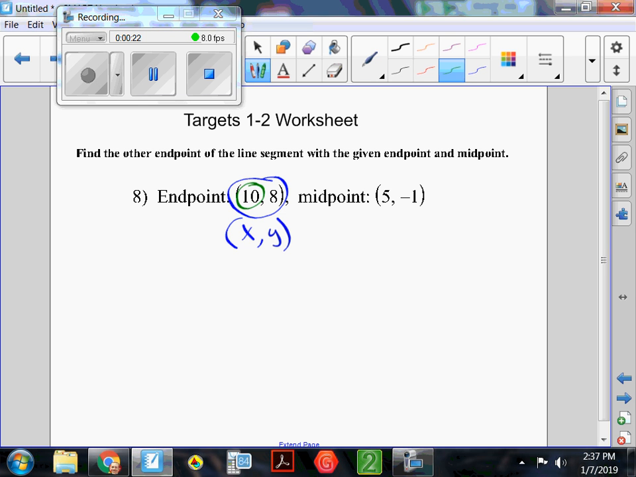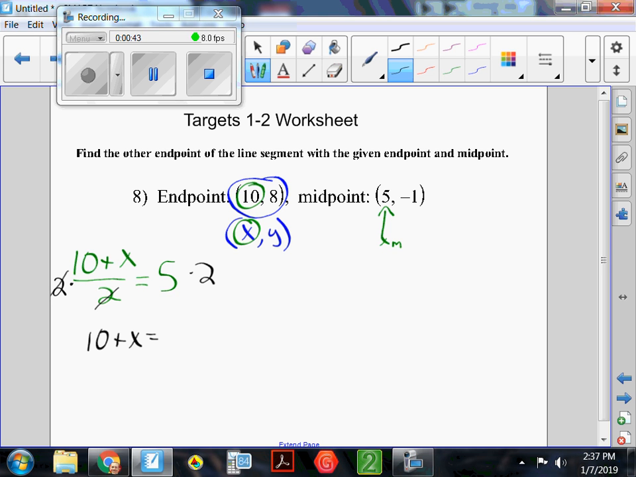So if I take the x's, 10 plus x divided by 2, because it's the average of the x's, that's going to equal the x coordinate of the midpoint. So that's going to equal 5. Then I solve that algebra equation by multiplying both sides by 2. 2 times (10 plus x) divided by 2 just gives me 10 plus x. 5 times 2 is 10, and so if I subtract 10 on both sides, I get x equals 0. So x equals 0 is going to be the x coordinate for my other endpoint.